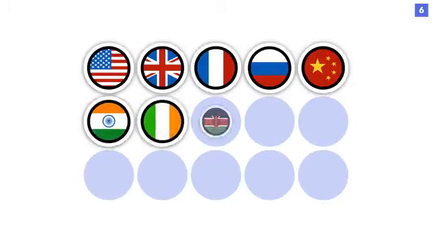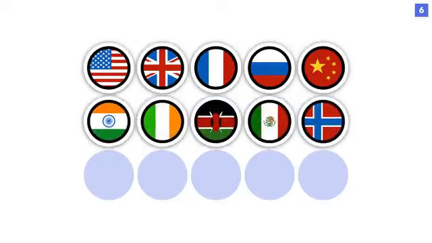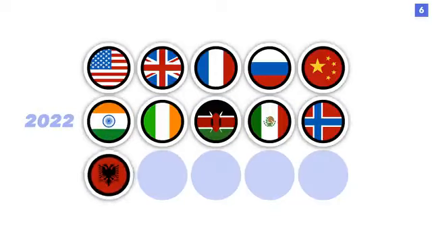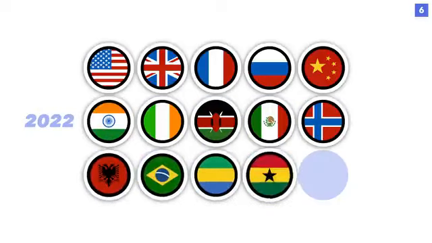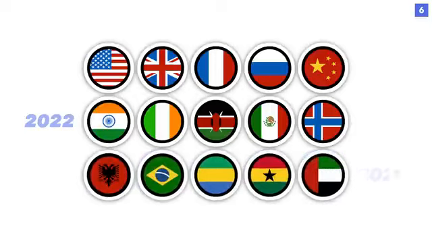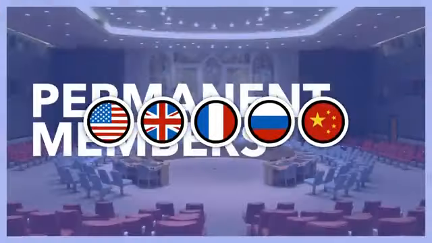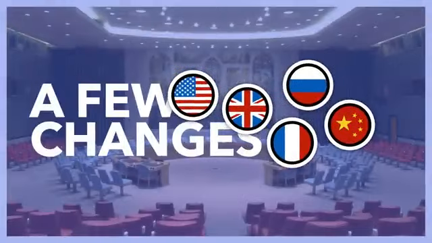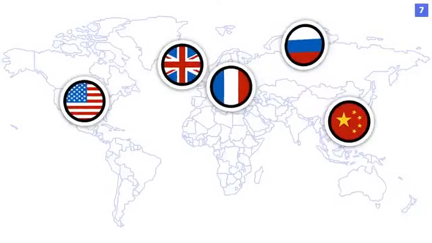India, Ireland, Kenya, Mexico and Norway will rotate out later this year, while Albania, Brazil, Gabon, Ghana and the United Arab Emirates will rotate next year. The permanent members, ironically, have gone through a few changes themselves. Initially, the Soviet Union held a permanent seat, but the seat passed to the Russian Federation following the Soviet fall. The People's Republic of China's seat initially was held by the Republic of China, which still survives as Taiwan.